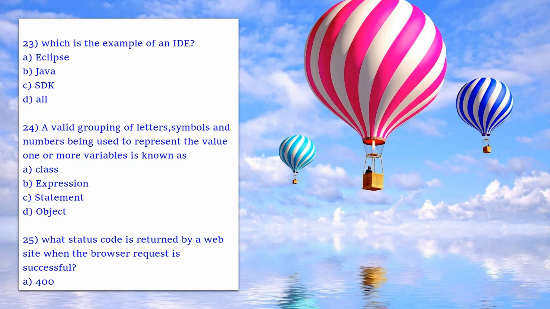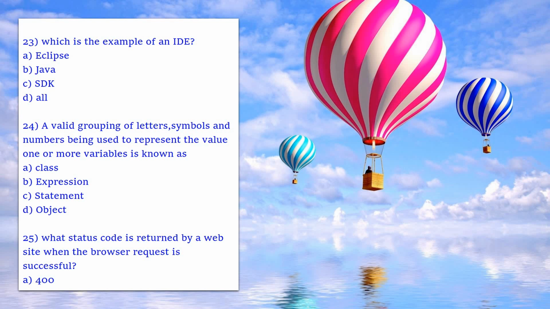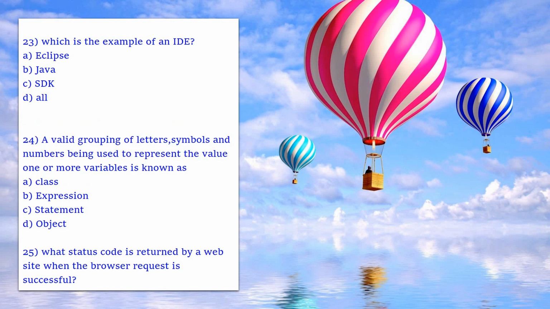Then the 23rd question: which is the example of an IDE, that is an integrated development environment? Java is a programming language, SDK is a software development kit, so you cannot say those options. The remaining is Eclipse, which is an integrated development environment that allows you to run programs. So the answer for this question is Eclipse.